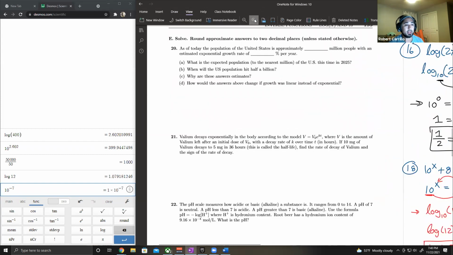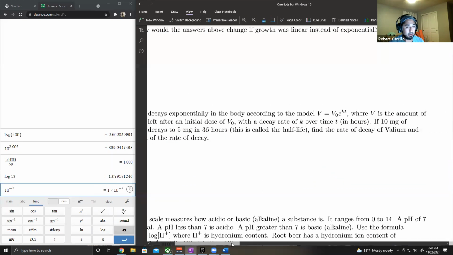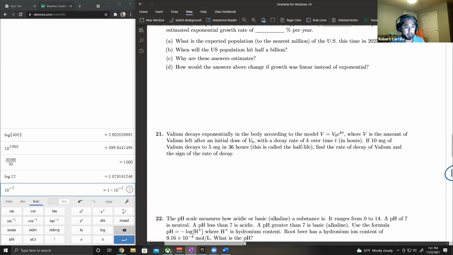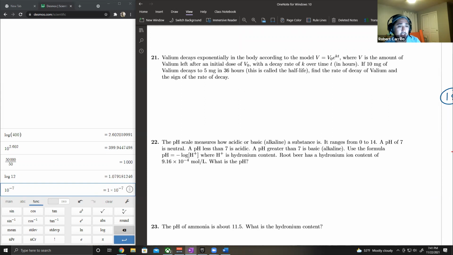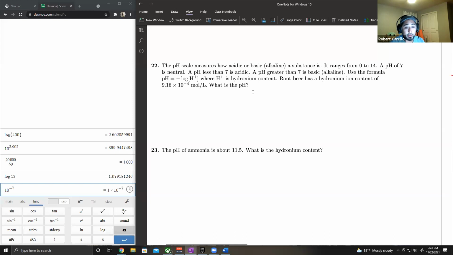Let's see how much I can zoom on these. There we go. All right. 21. Valium decays exponentially in the body according to the model V equals V initial, oh, here's another e to the kt. Let's stick with common logs today. So we'll come back to 21 because that deals with e again. I just want to stick with common logs, what we're learning. So we'll come back to 20 and 21.